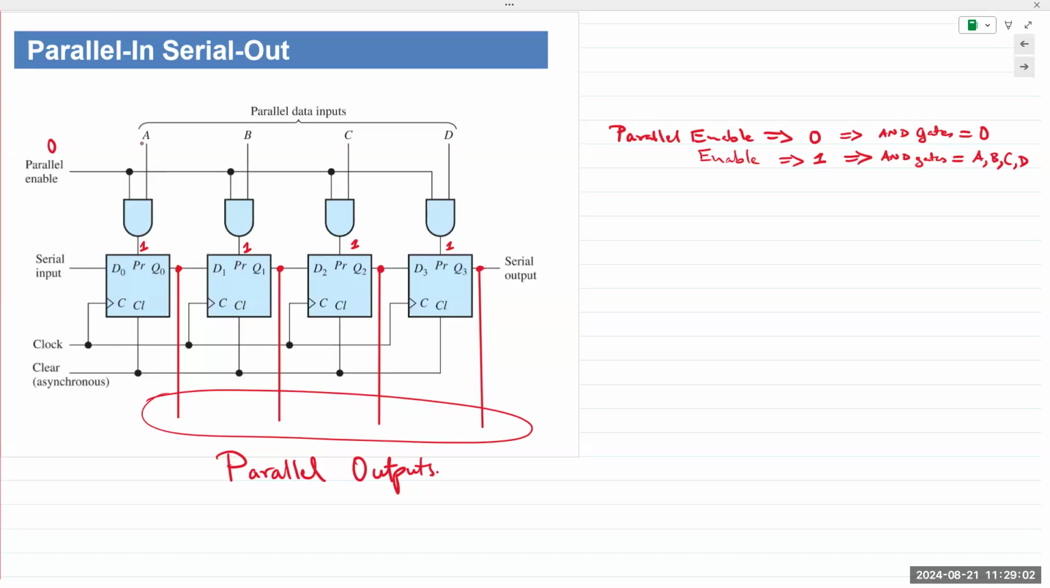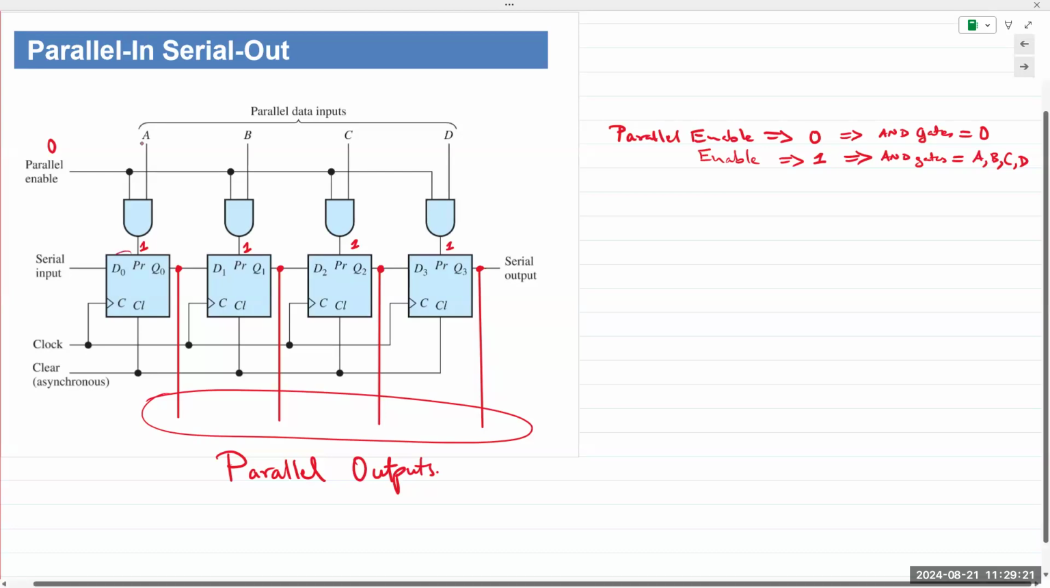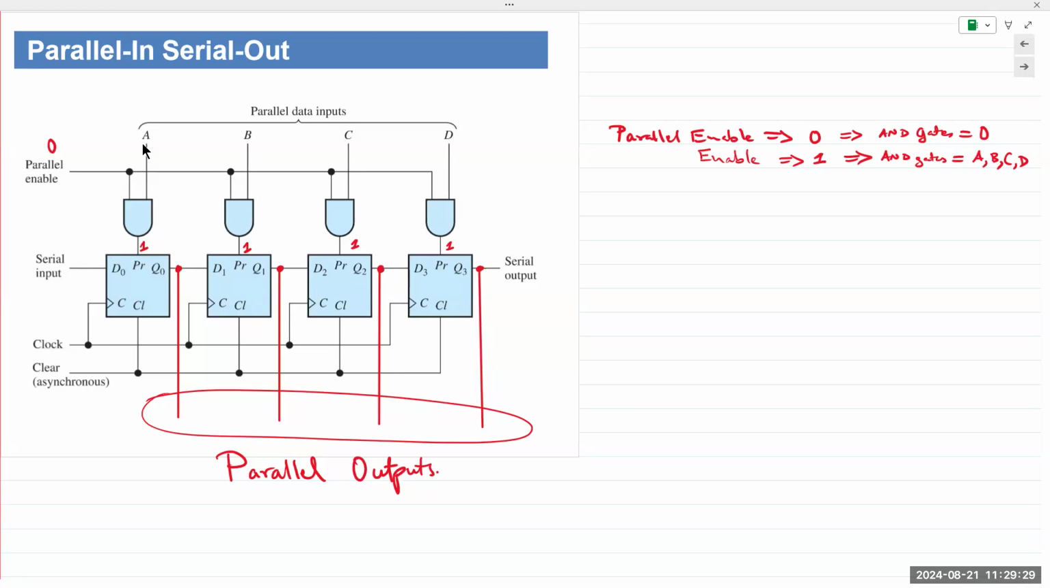A, B, C, D itself can take only 2 values, 0 or 1, right? So if A, B, C, D is 0, output of AND gate is 0. If A, B, C, D are 1, 0, 1, 0, the output of those AND gates are 1, 0, 1, 0. Whichever gate output is 1 will set the D flip-flop output to 1. So it doesn't matter what the input is, the output will remain at 1 because it's preset.